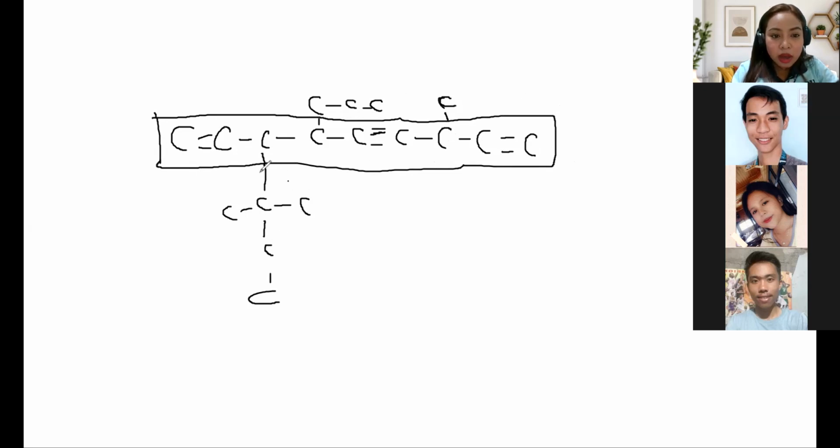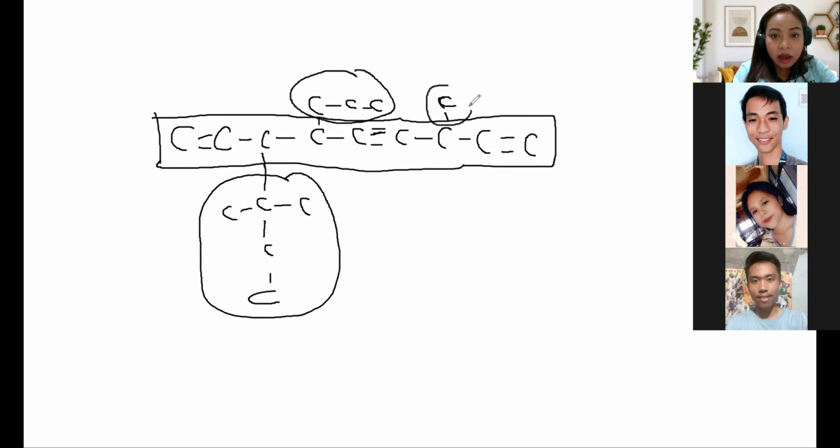So, this one, and this one, our attachment. Now, how many carbons are there in our parent chain? 9.